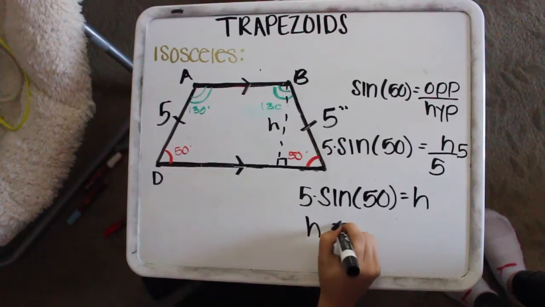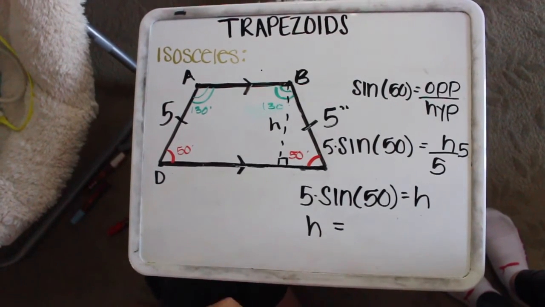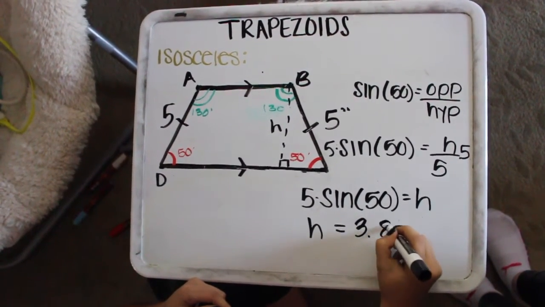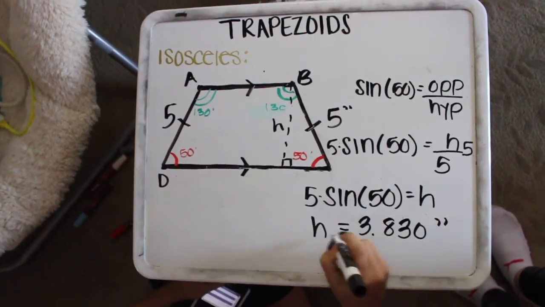Then, rounded to the nearest thousandth, the height equals 3.830 inches.